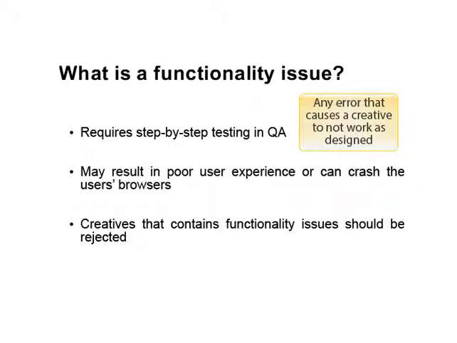When we examine functionality issues, the DoubleClick QA team tests to see that the creative is working as designed. An undetected functionality issue can result in a poor user experience, or worse, the creative may crash your user's browser. A creative that contains functionality issues, such as not expanding properly, should be rejected.